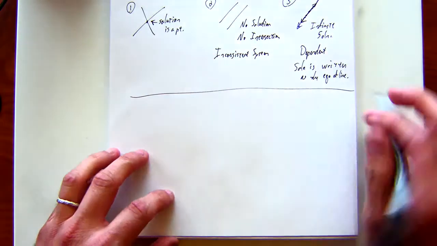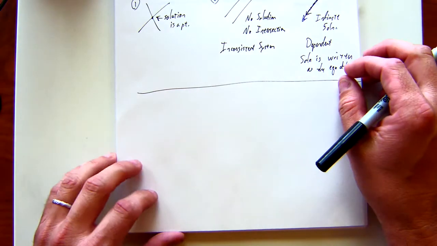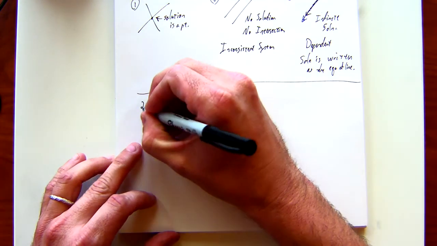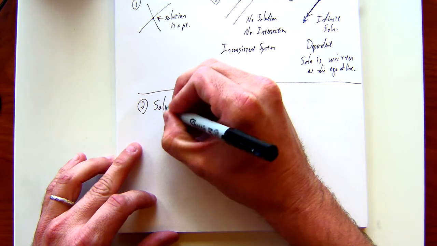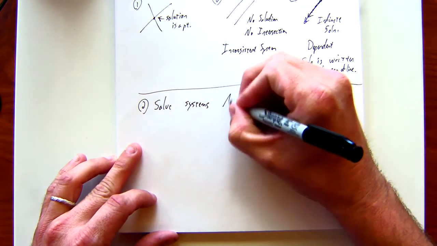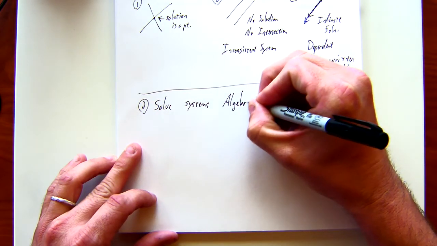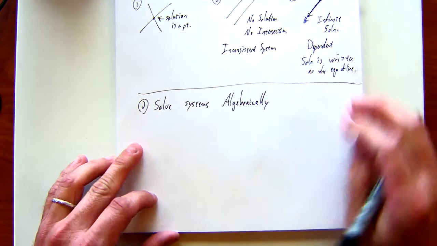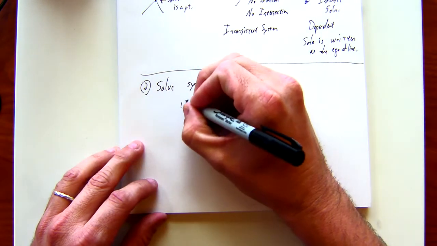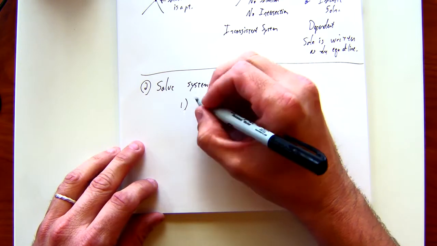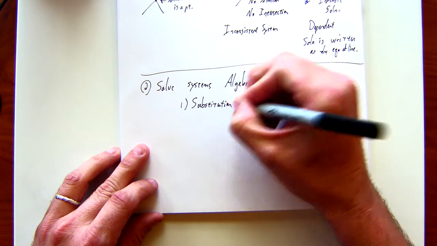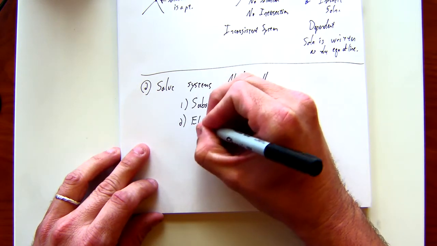Okay, so that was section 1. So now we're going to actually do 3 or 4 sections today. And we're going to start with section 2, and we're going to solve systems not graphically, but algebraically. And there's 2 methods that we want to learn. One is, let's see, the easier one I think is substitution, and 2, elimination.